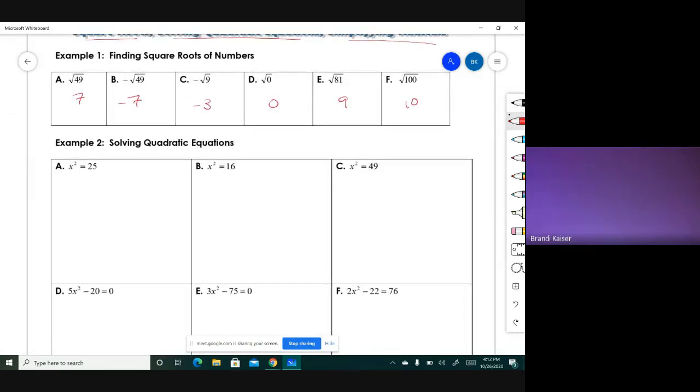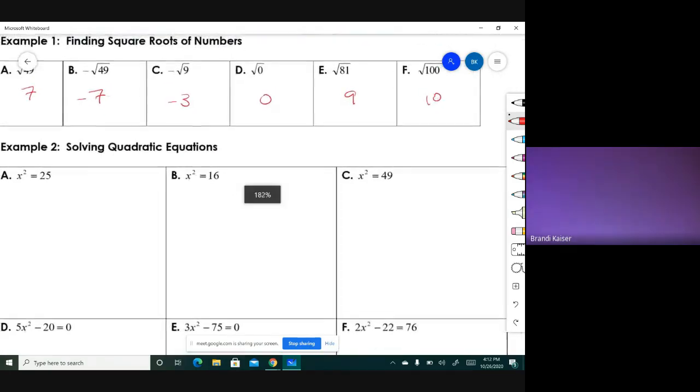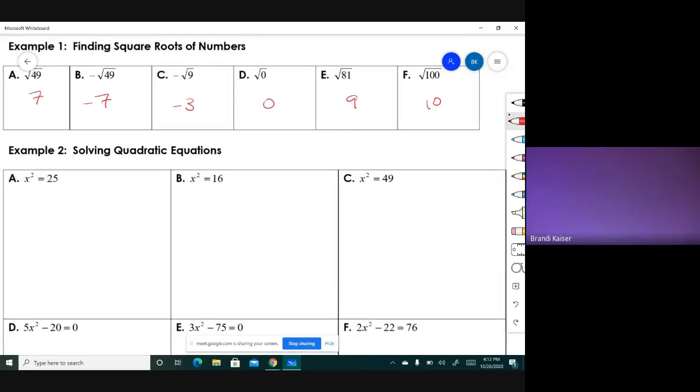Okay, so the first few examples are semi-basic. Basically, in order to undo a square, you have to use a square root. But obviously, in a problem, there might be more than just an x squared or other numbers running around. You want to make sure that the x squared is by itself first before you square root stuff.